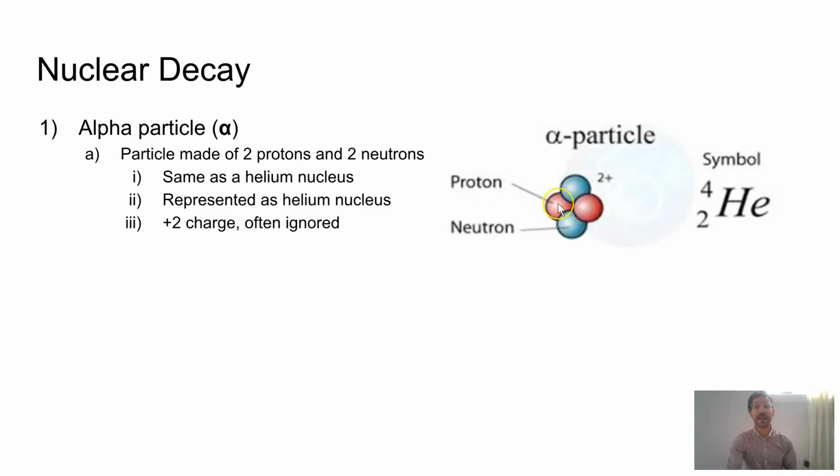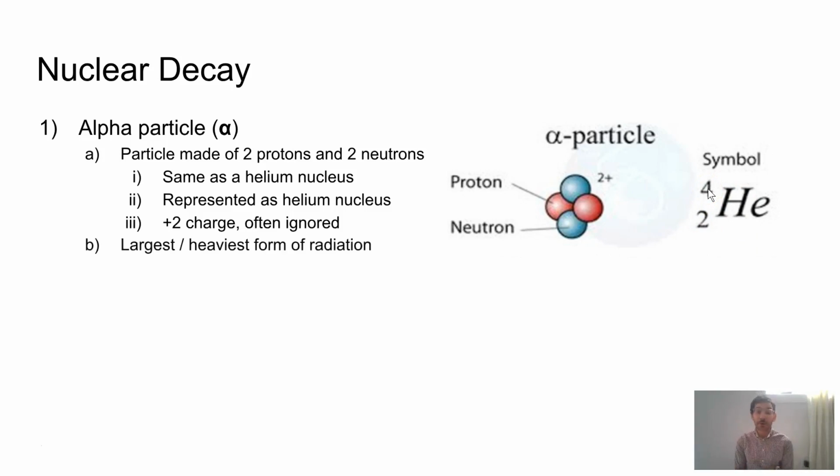So here's what it looks like as actual chemicals. There's 2 protons and 2 neutrons. Those are the subatomic particles that make this thing up. It does technically have a +2 charge on it, but typically when we're writing out nuclear chemistry reactions, we're going to ignore that. And so here's what we might see in a chemical reaction when we're talking about alpha decay. This helium symbol with the atomic number and the mass number, typical nuclide symbol.